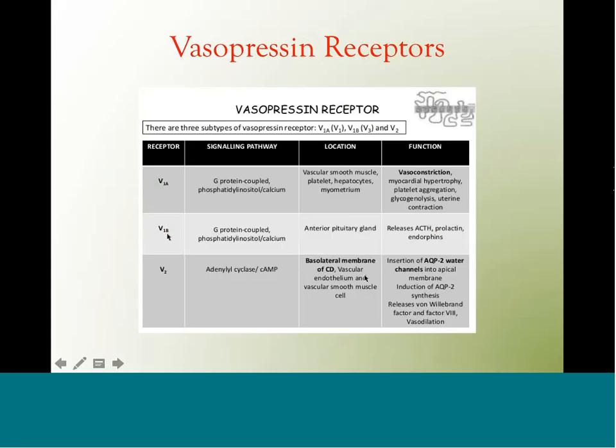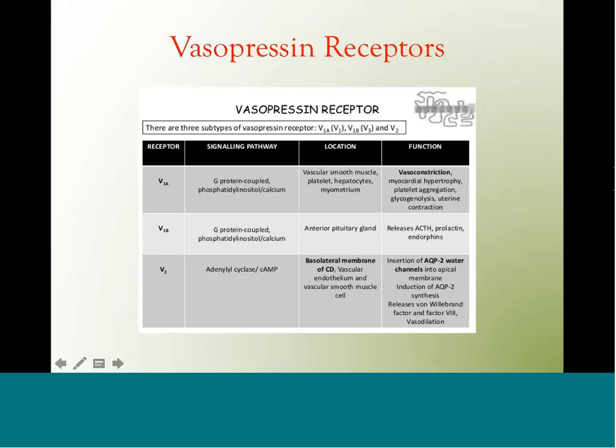Now this shows the vasopressin receptors, and again, this one is called the V1A, sometimes called the V3. It's present on vascular smooth muscle, platelets, hepatocytes, and myometrium. It's involved in vasoconstriction, cardiac hypertrophy, platelet aggregation, glycogenolysis, and uterine contraction here. The V1B receptor is involved in ACTH, prolactin, and endorphin release, and is present on the anterior pituitary gland.